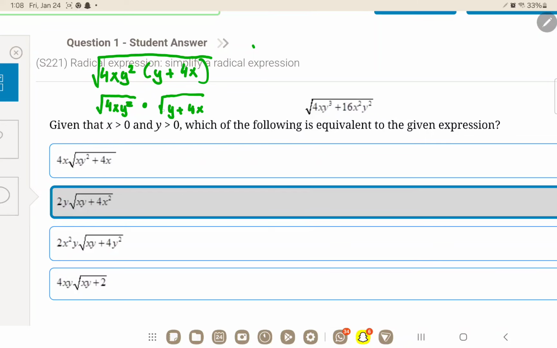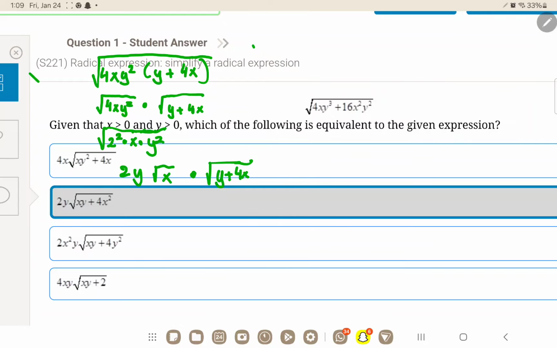Now, in this one, we cannot take out anything more because there's a plus sign. But in this one, 4 can be rewritten as 2 squared times x times y squared. Now, we know if it's a radical sign, we can take out anything squared or anything to the power of an even exponent. So here, 2 squared, when you take it out, becomes 2. Y squared, when you take it out, becomes y, and then you have x left. So now your new expression is 2y radical x times radical y plus 4x.